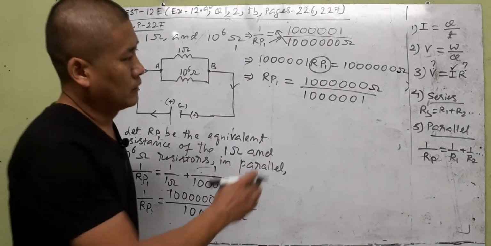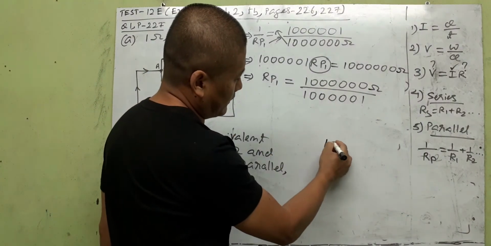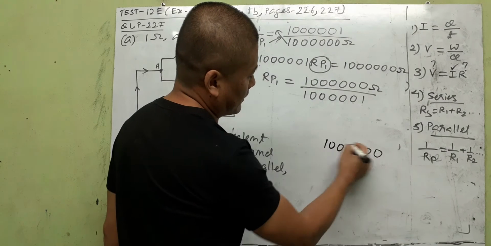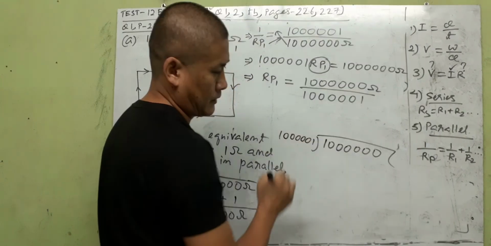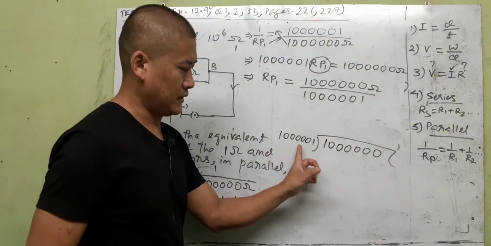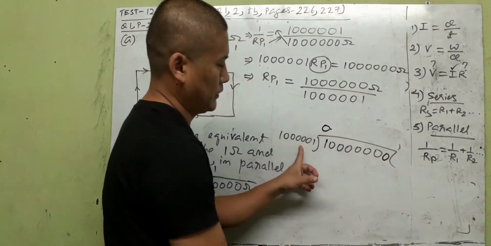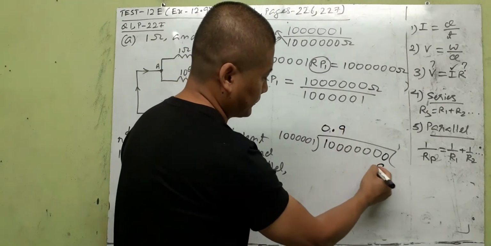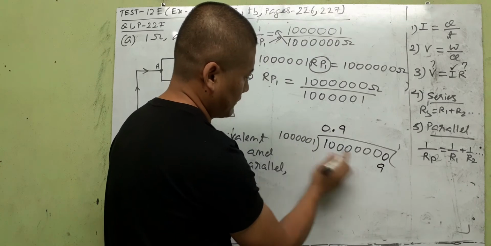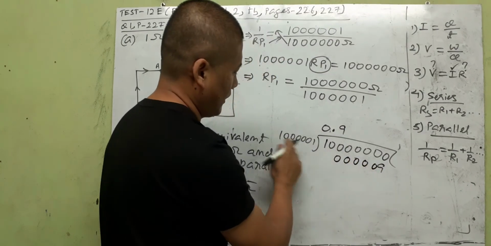Okay, so if we divide this, the numerator will be the dividend, 10 to the power 6, divided by 1000001. Same number of digits, but this is bigger, so it won't go unless you put a 0. So obviously we'll go with 9. So 9 ones are 9. 9 zeros are 0, 0, 0, 3, 4, 5. 9 ones are 9.